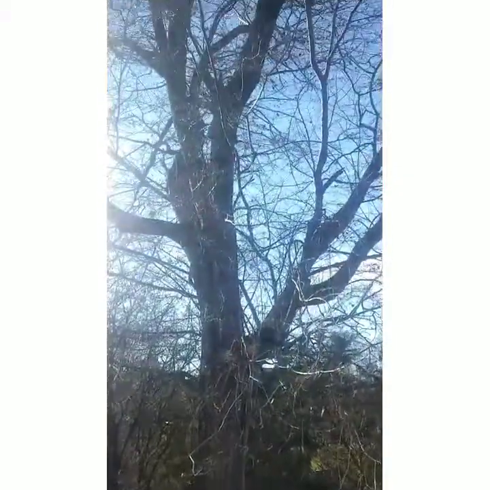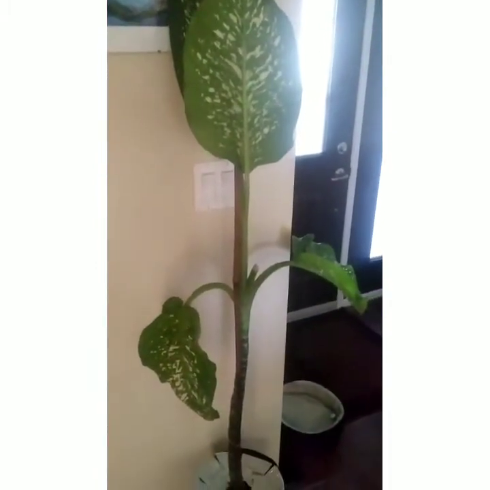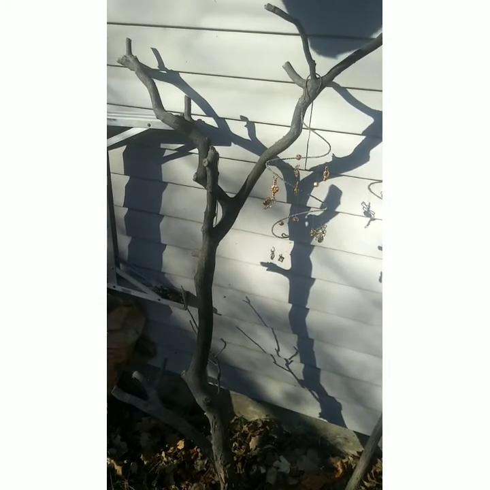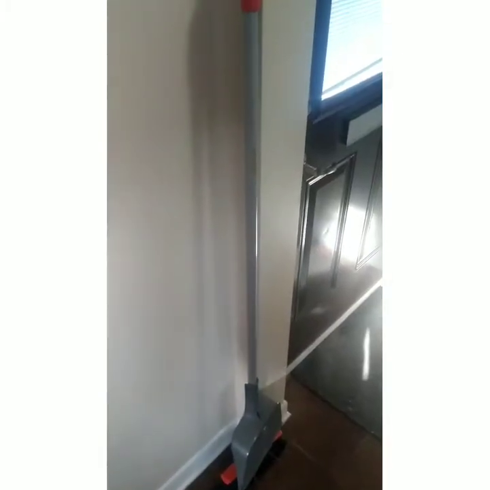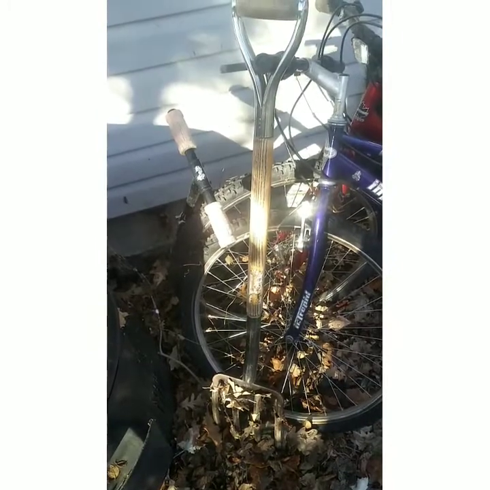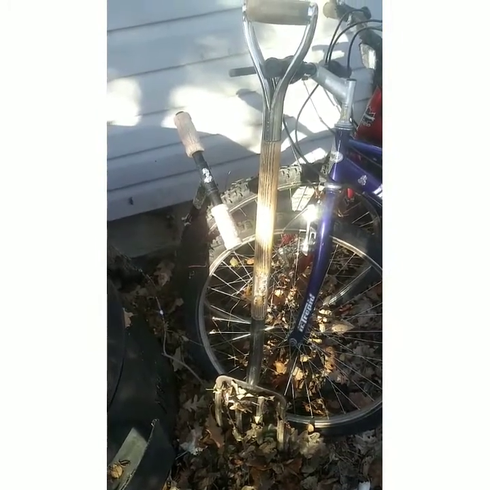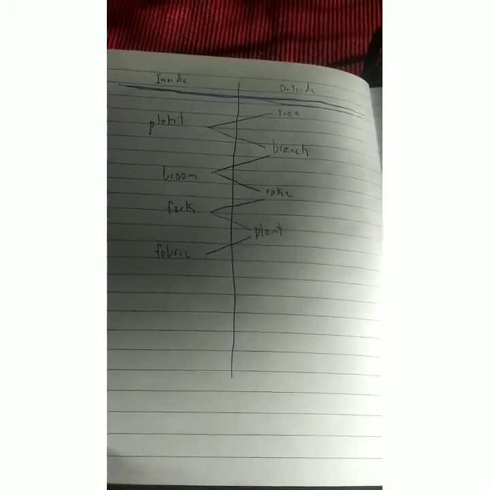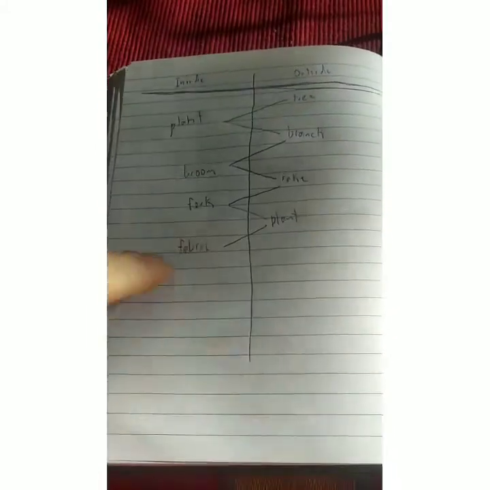Outside, I have a tree. Inside, there's a plant. Inside, there's a branch. Inside, there's a broom. Outside, there's a rake. There are forks. Outside, there are plants. Inside, there is fabric. And that's what you do. You go from the outside, inside, outside, inside, outside, inside, outside, inside, right?